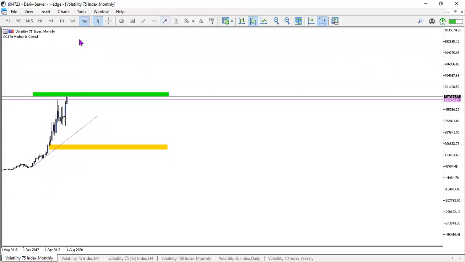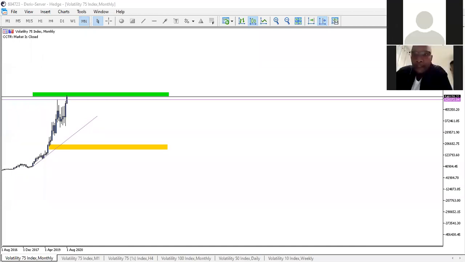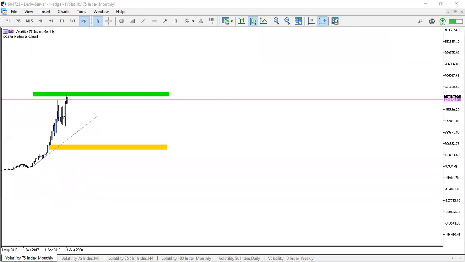We've got volatility 75 at the moment up on my screen. Can you guys please just drop a yes in the chat if you can see my volatility 75 chart before I carry on? Okay, cool. Everyone can see it. Thanks, guys.